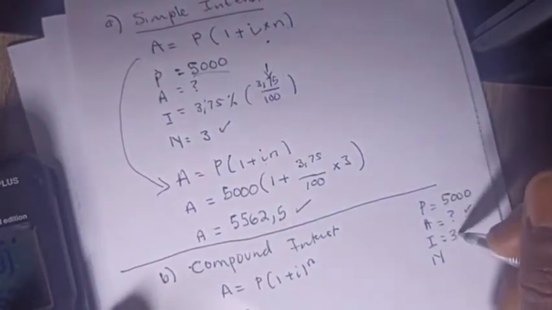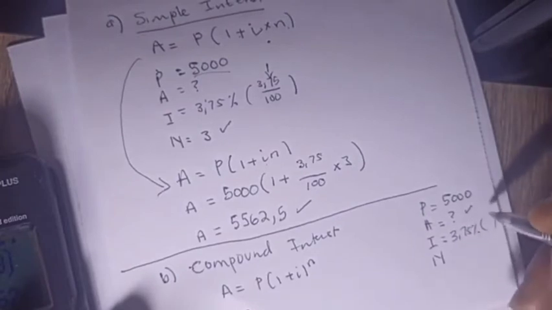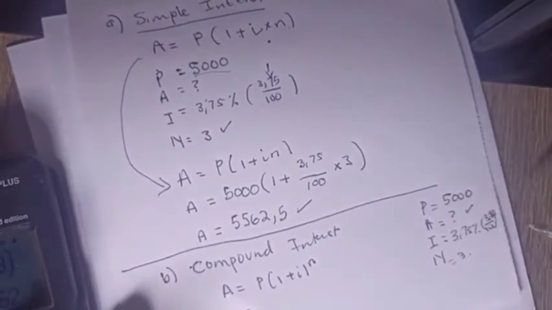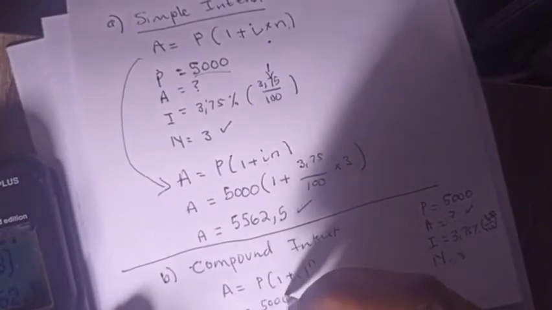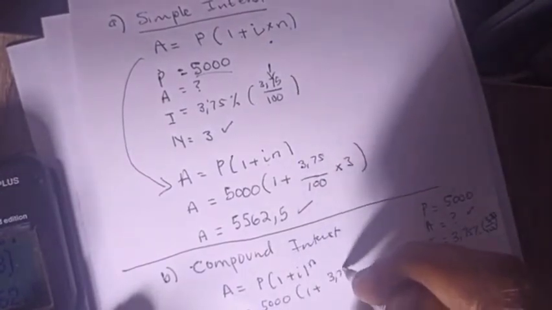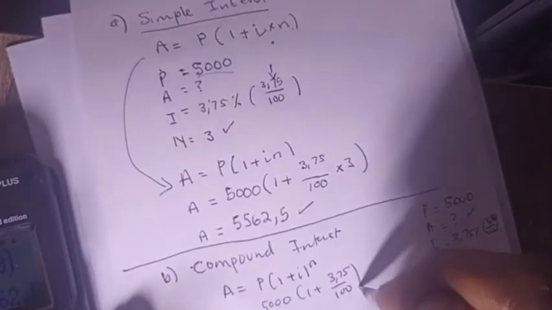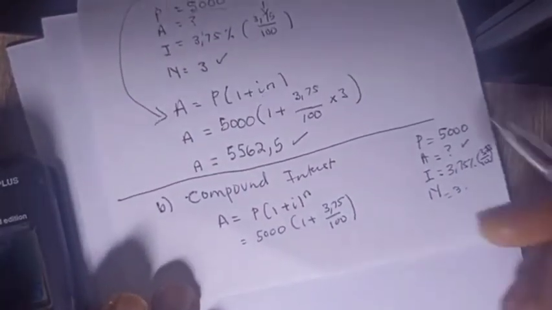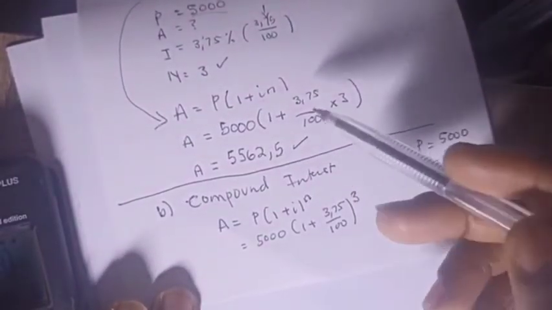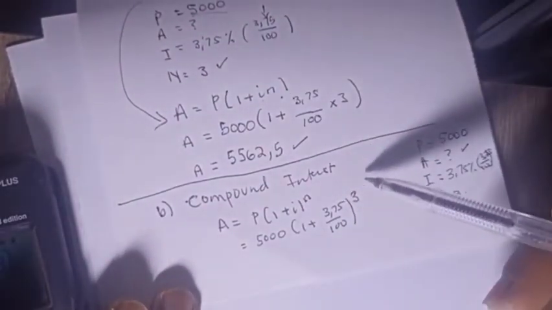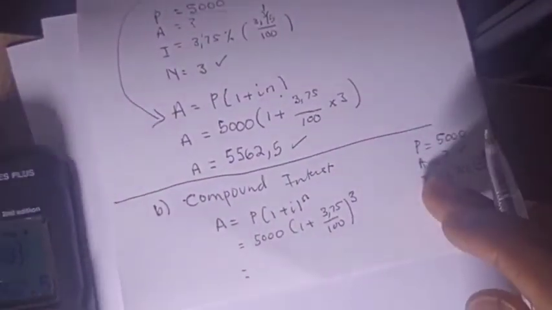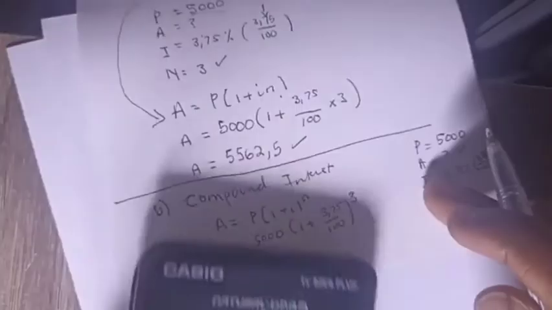Interest, still the same, 3.75%, which you can write as 3.75 over 100, and n is 3. So I'm going to substitute 5,000 there, 1 plus 3.75 over 100, raised to an exponent right now. The exponent is 3. Can you see? In this one, n was inside. This one is raised to an exponent there. Then we press this whole thing in the calculator. How much are we going to get?